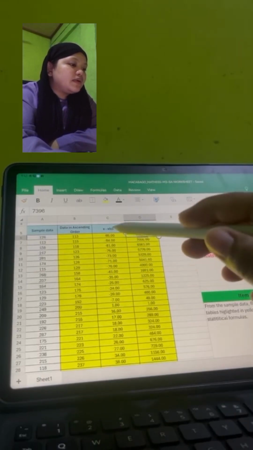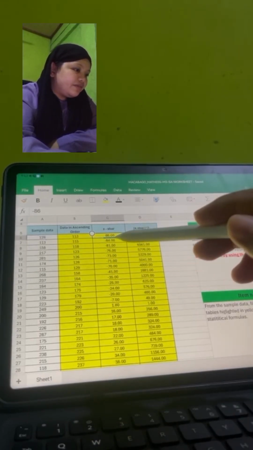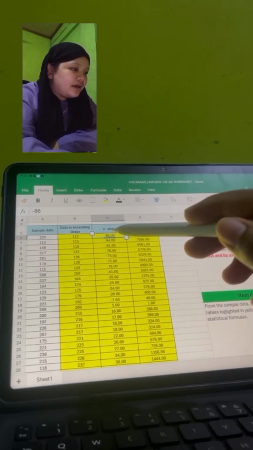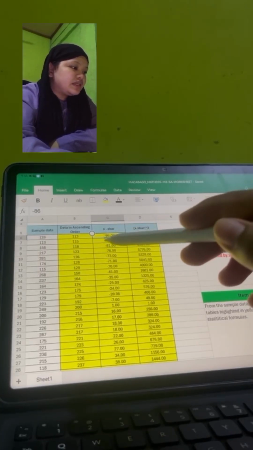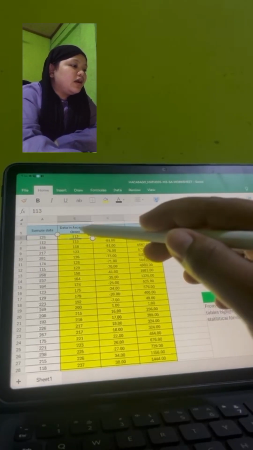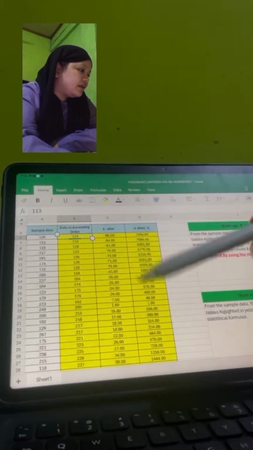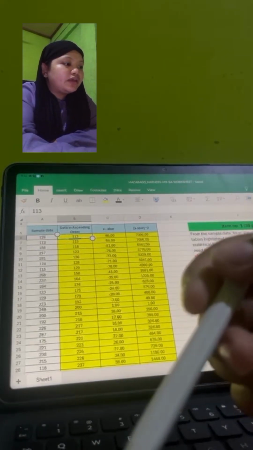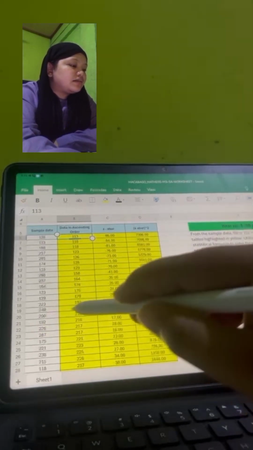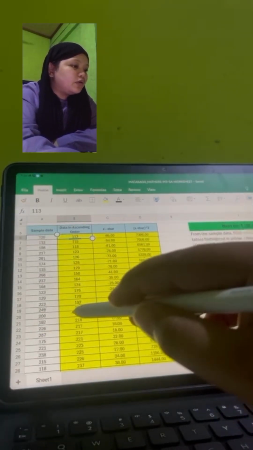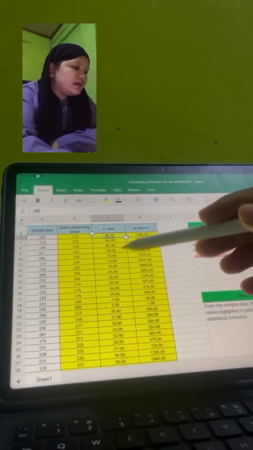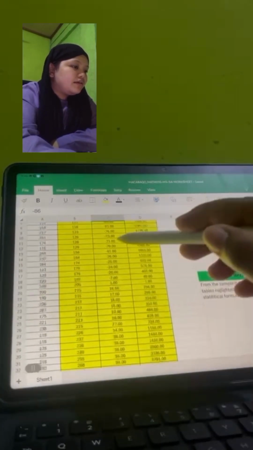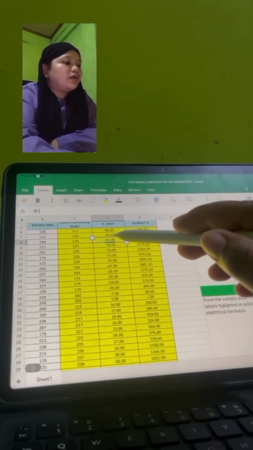So in the third column, as you can see, we have negative 86 in the first row. I get negative 86 since I subtract 113 from the 199 that we got when we divided. And as you can see, the rest here is the same.